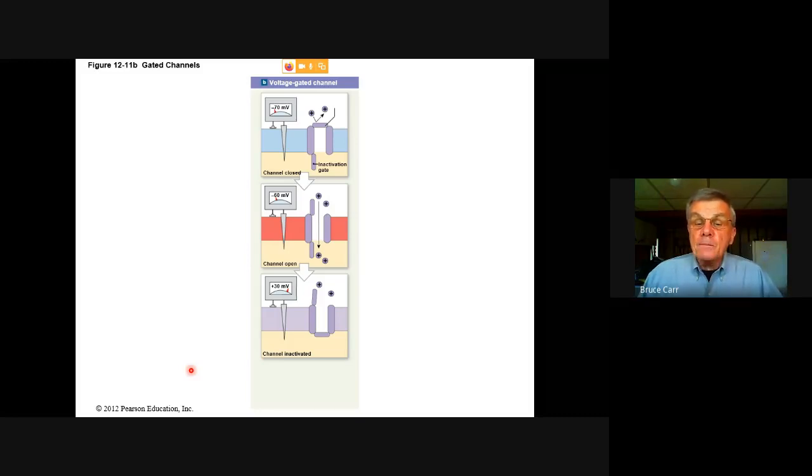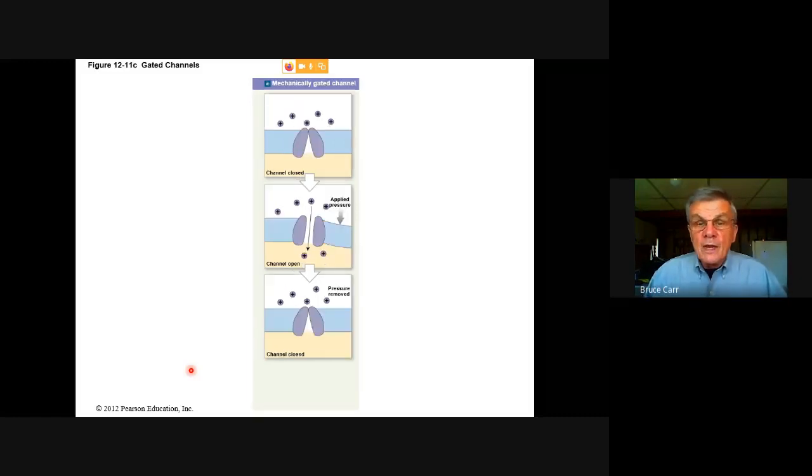When that outer gate pops open, sodium rushes in. Now that's going to change the voltage, making it more positive. You can see in the bottom, it has swung all the way from minus 60 over to plus 30 millivolts. And when that occurs, you reach another threshold-like value where the inner gate swings closed and prevents movement of the ion. Now this is a mechanically gated channel.